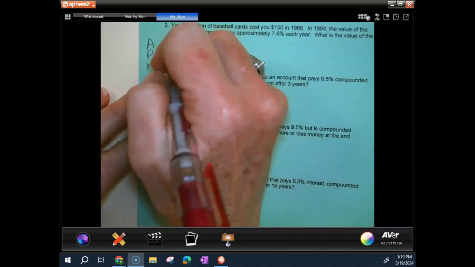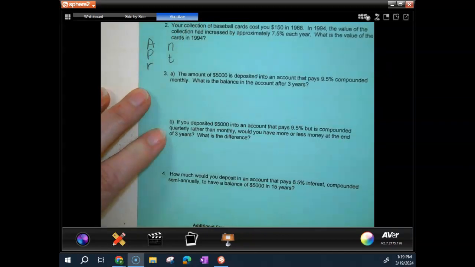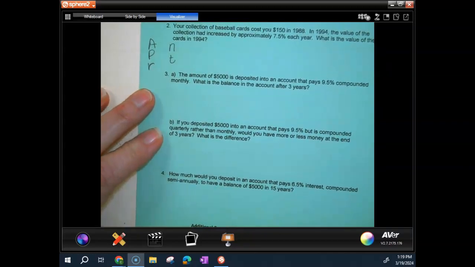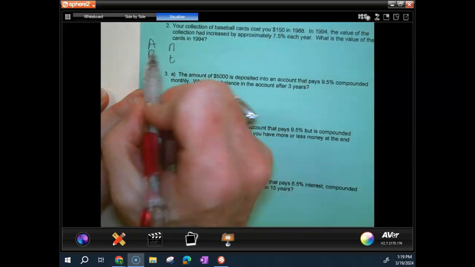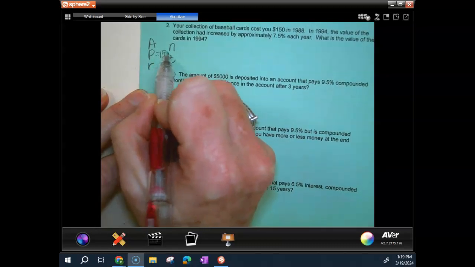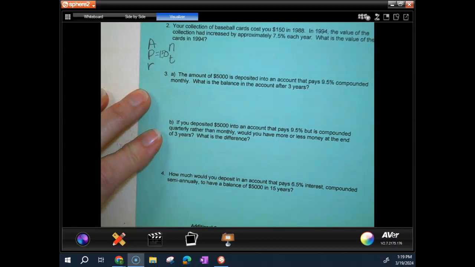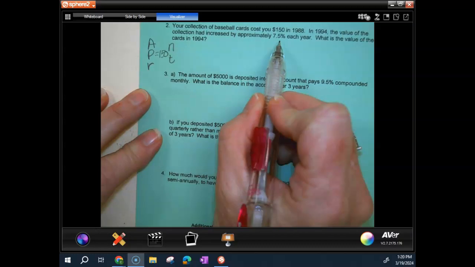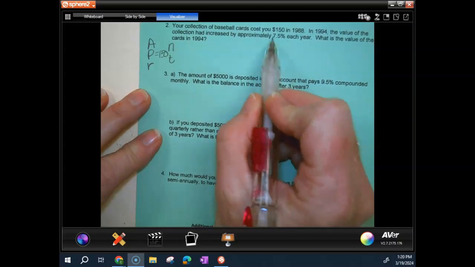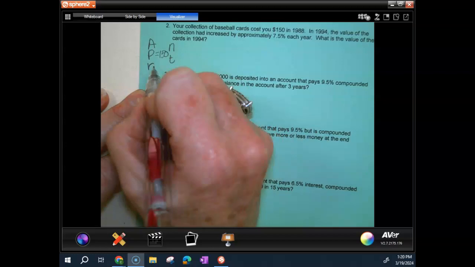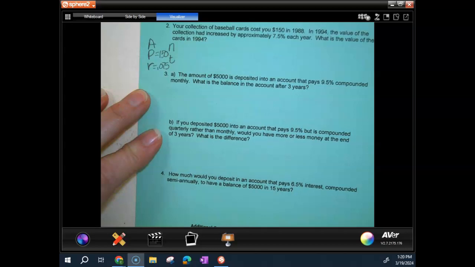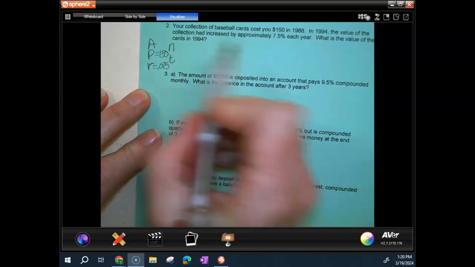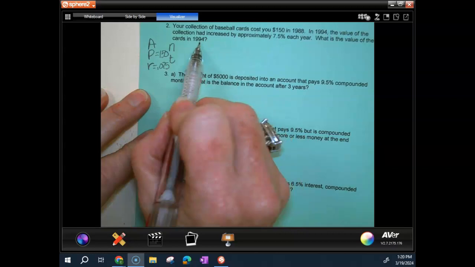So I have A, P, R, N, and T. So your collection of baseball cards cost you $150 in 1988. Initial or final amount? Initial, so that's $150. In 1994, the value of the collection had increased by approximately 7.5%. So the 7.5% can only go in one place. It goes with the R. So it's 0.075. What is the value of the cards in 1994?